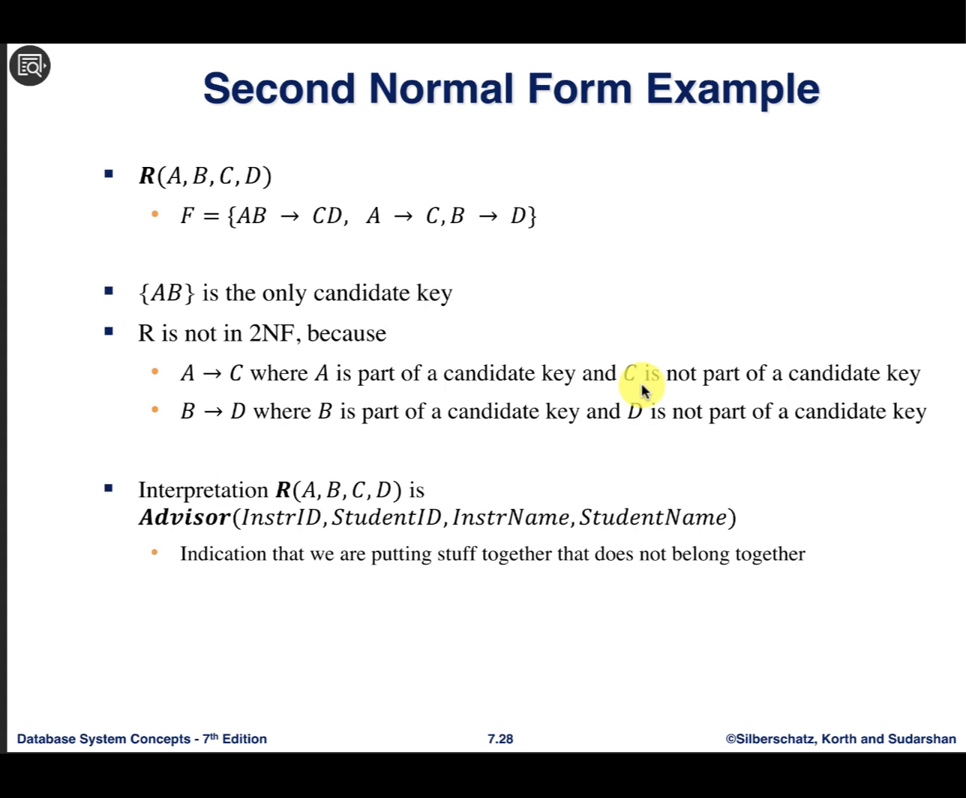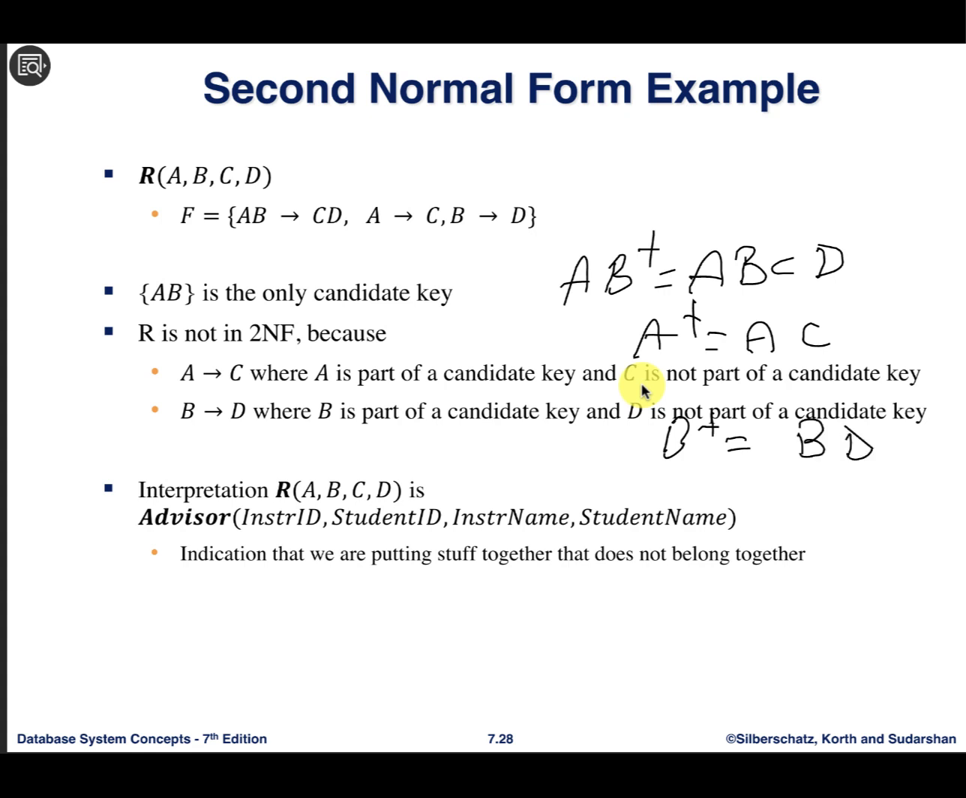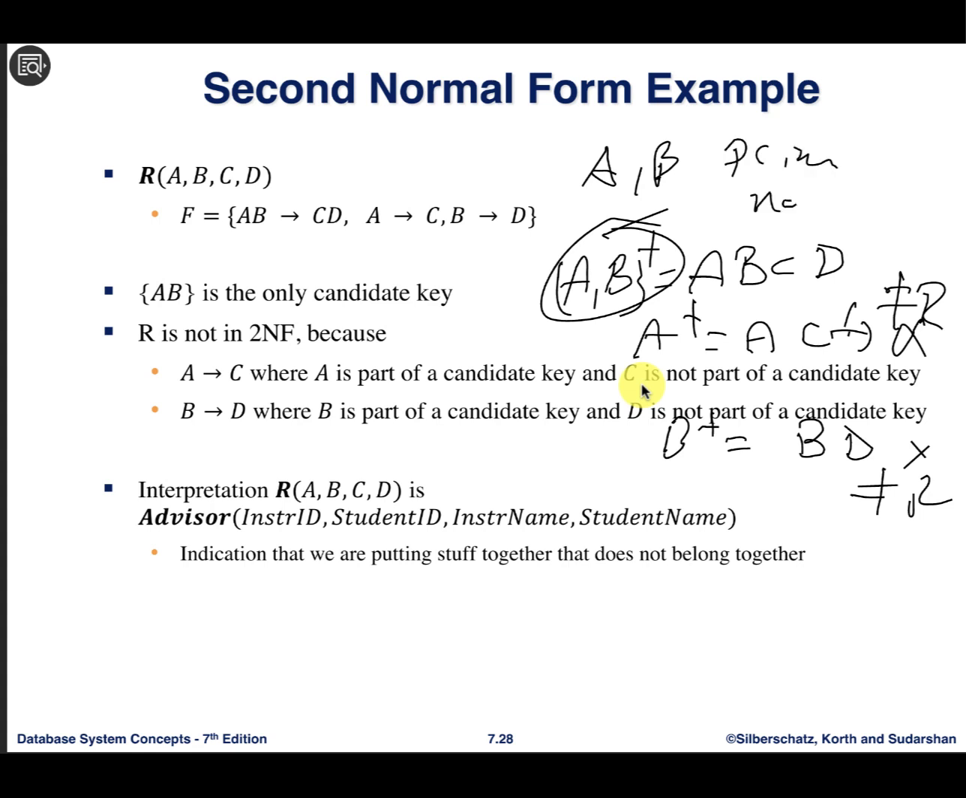Let's have an example here. I give you something like this: A, B determines C, D; A determines C; and B determines D. We have only A, B as a candidate key. If you check A, B closure, you end up with A, B, C, D. A closure is A, C, done. B closure is B, D, done. So neither is equal to R, so A, B is the super key and the candidate key. The prime attributes are A, B, and the non-prime attributes are C, D in this case.